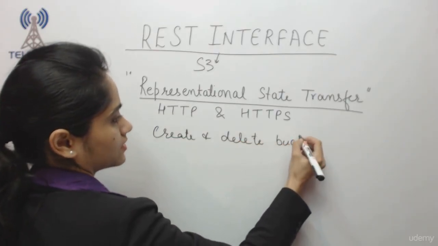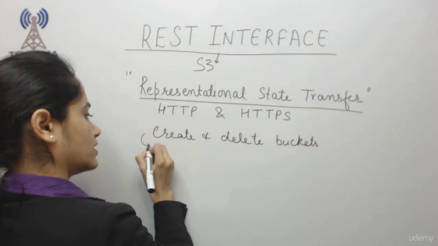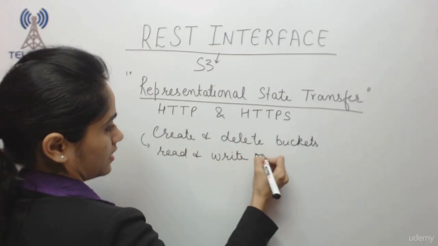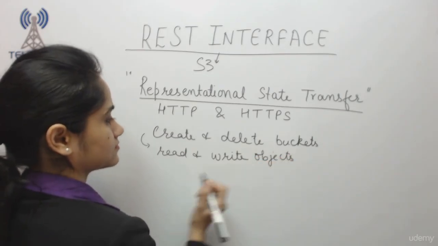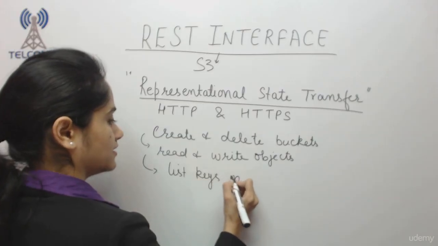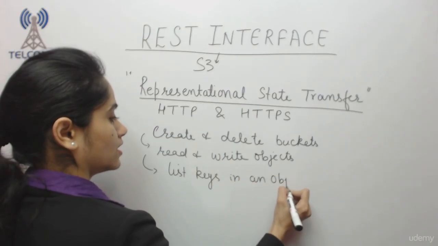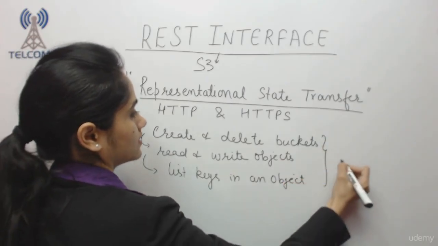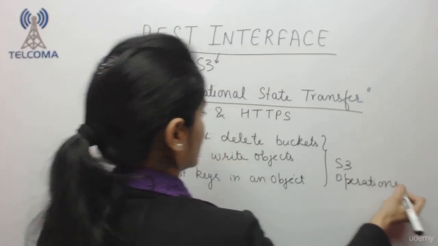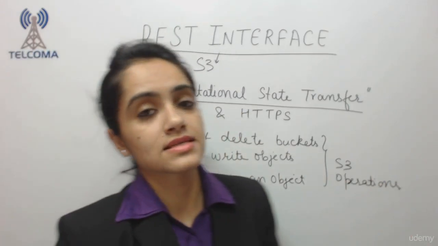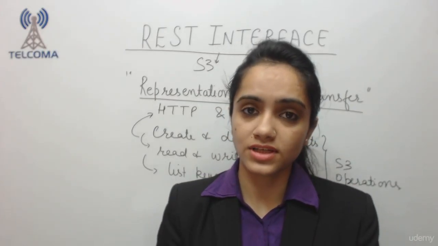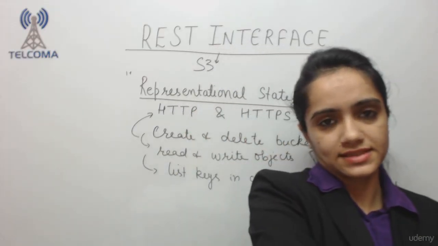It could be used to read and write objects and list keys in an object. Now all of these are S3 operations. So this interface supports HTTP and HTTPS requests, so that we can create a bucket, we can delete a bucket, we can create objects, we can read, and we can write objects as well.